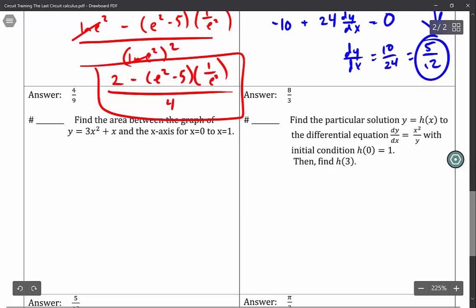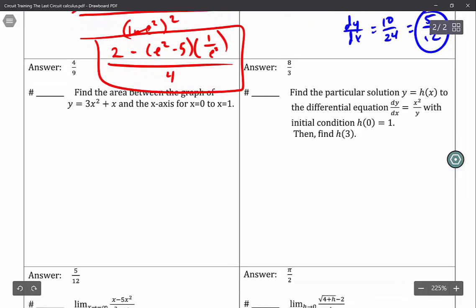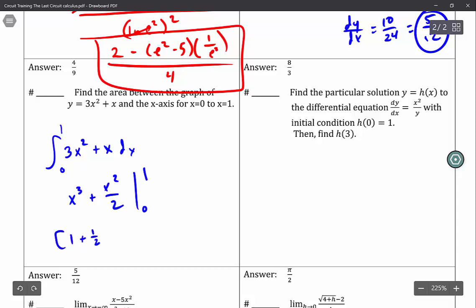All right, find the area between the graph of 3x squared plus x and the x-axis. Again, area is not really on here, but integrals are. So being able to do the integral from 0 to 1, right? 3x cubed over 3 plus x squared over 2 from 0 to 1. 1 cubed is 1 plus 1 half minus 0. So that's our answer.